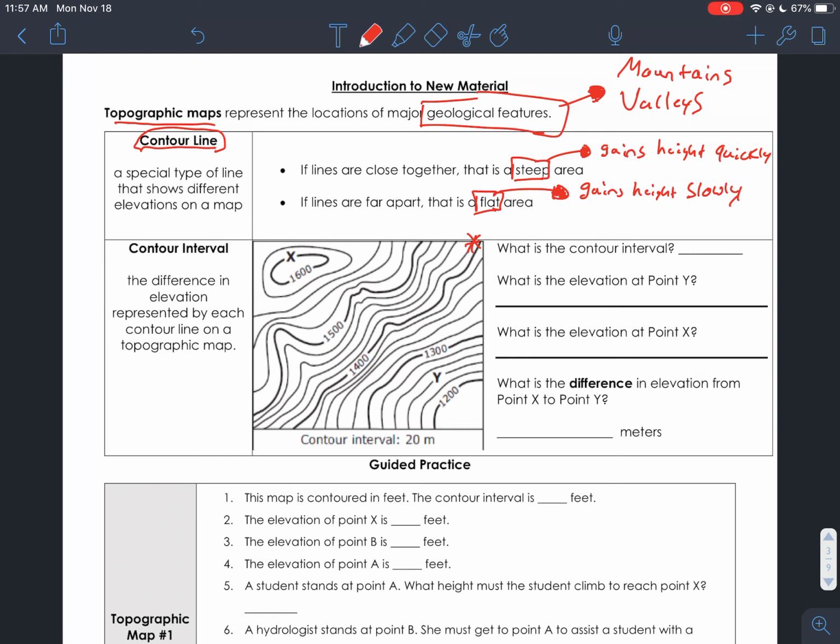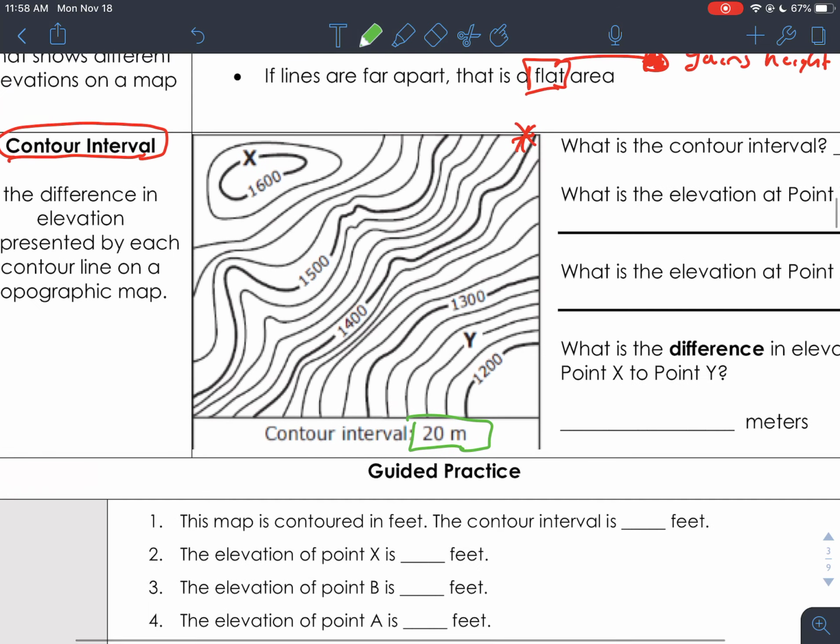Now we're going to read about contour intervals. Contour intervals, that's the next thing that's important. Contour intervals are the difference in elevation represented by each line on the map. So you're always going to be told the interval. I'm going to switch colors to make sure you see this, and I want you to box in 20 meters. That's your contour interval for this little sample map. That means every time you move a line, you're moving that much distance. It's not always the same. So every time you do one of these problems, find the interval so you know how much to add, okay?